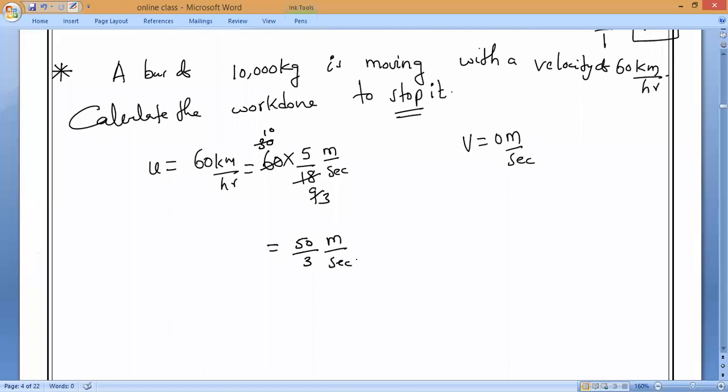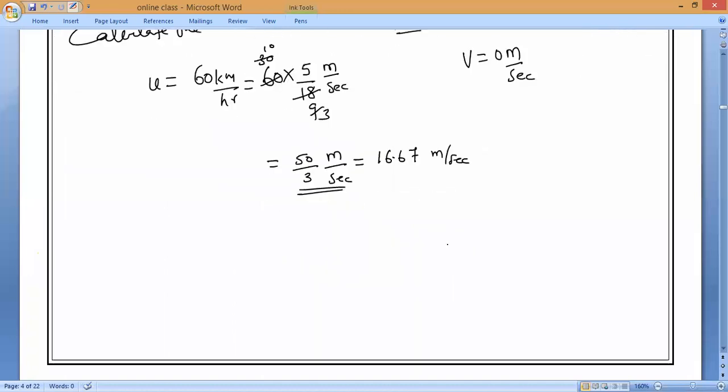Is it right or wrong? So which is equal to 16.67 meter per second. You can put it in fraction or decimal, whichever is convenient. Now, observe very carefully. They are asking what is the work done. So velocity is changing. Which theorem will I apply? Work done is equal to change in kinetic energy.